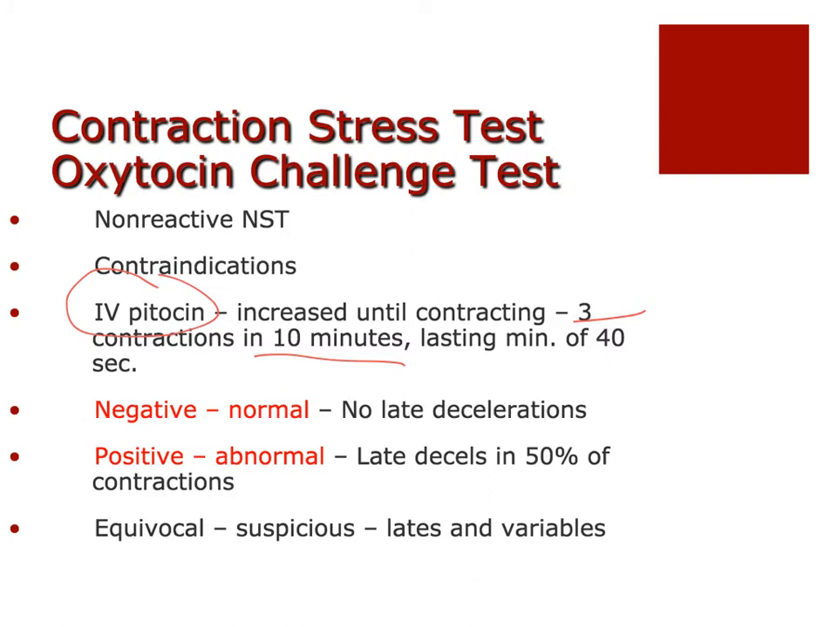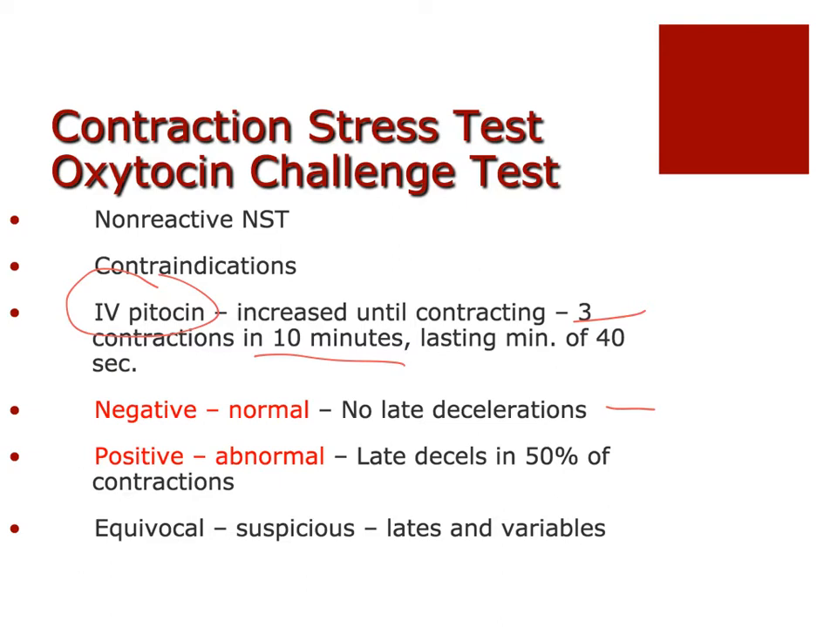The way that the language works with an oxytocin challenge test is that if it is a negative test, it means that it is a normal reassuring finding. I'll repeat that again. A negative oxytocin challenge test is a normal reassuring finding. It means that she didn't have any late decelerations with those contractions. Late decelerations are a bad finding.